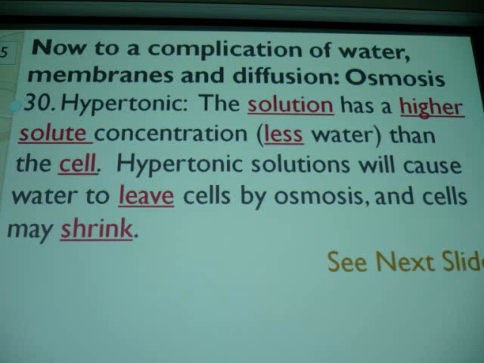Okay. So, on the other one, you know the hypotonic. If you have less stuff, then you must have more water, right? Here, you have more stuff. Therefore, you must have less water, and that means there's more water in the cell. And by diffusion, it's going to leave the more water area and go to where there's less water, and that cell is going to shrink.